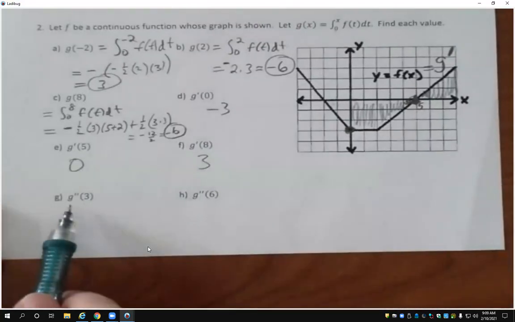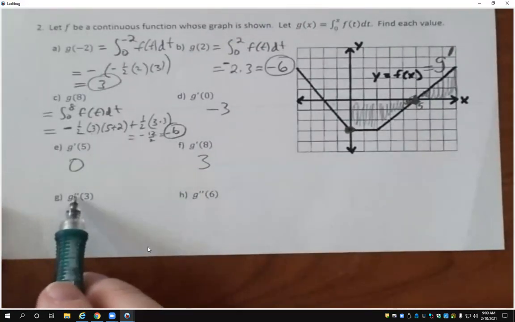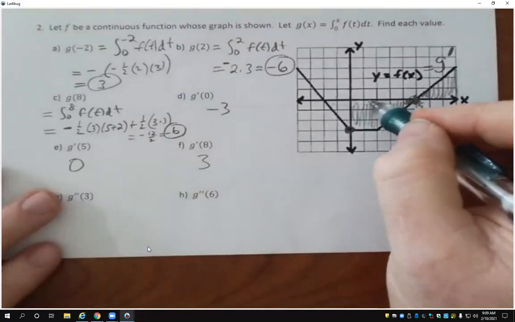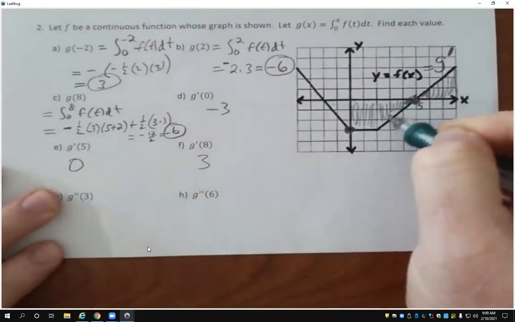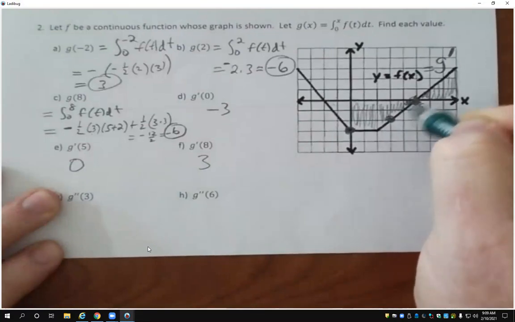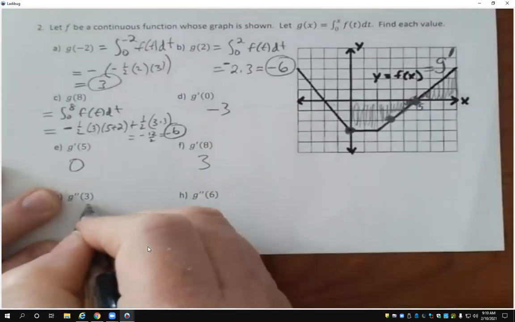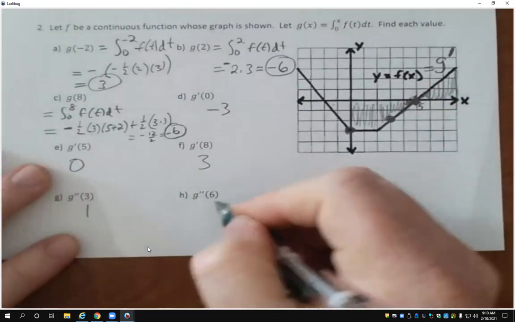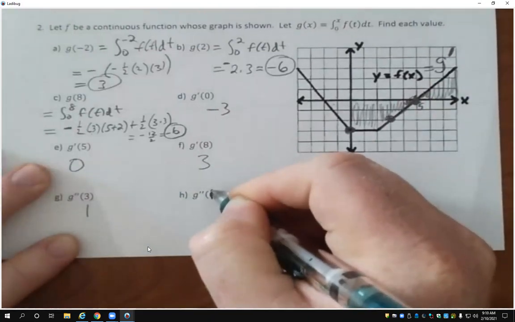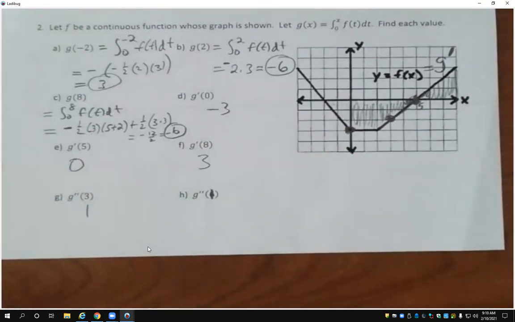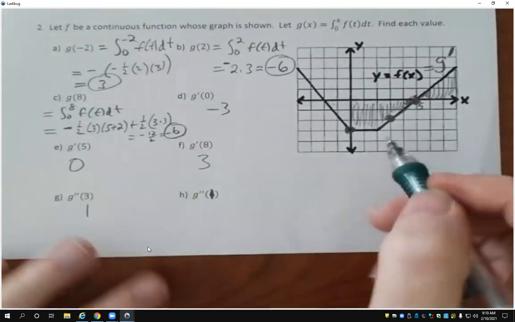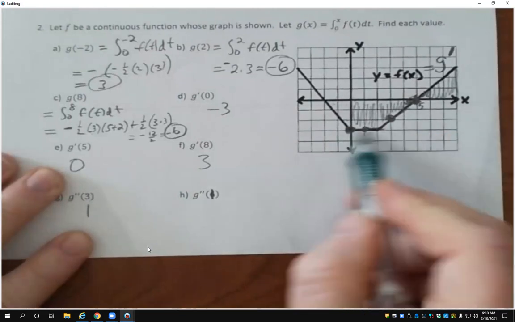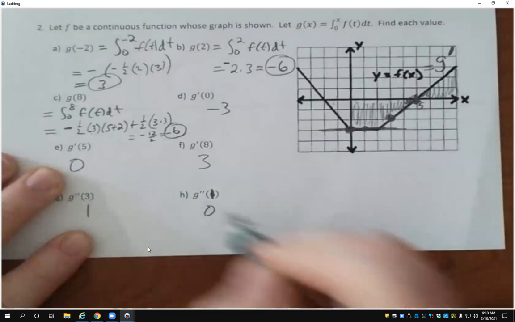And then the last one, they're asking for a slope. g double prime of 3 is the slope at the point 3. So that's this point. We're looking for the slope of this line, which is 1. I want to change this last question. I don't want g double prime of 6, I want g double prime of 1. g double prime of 6 is the same thing as g double prime of 3. But g double prime of 1 is this point, and the slope of this line is 0.